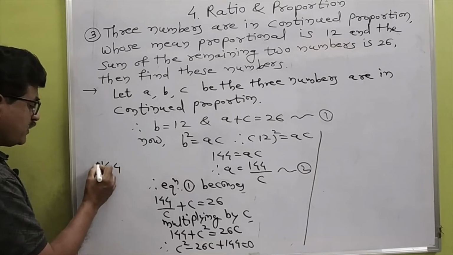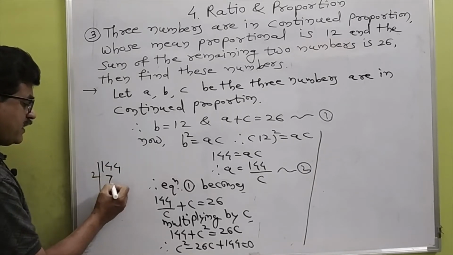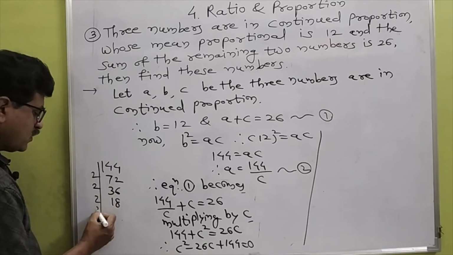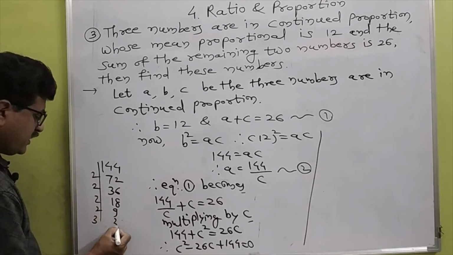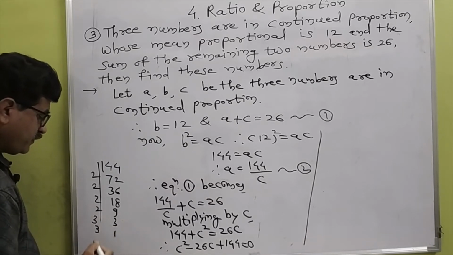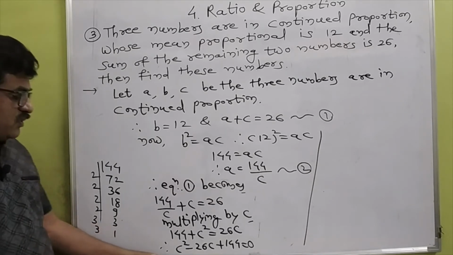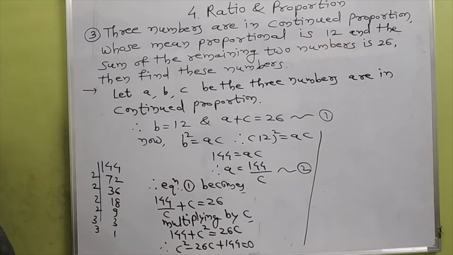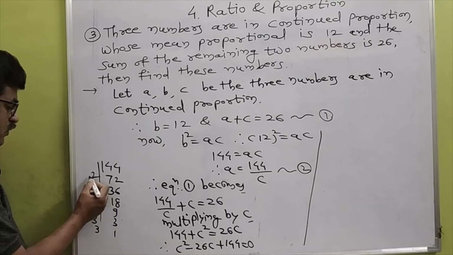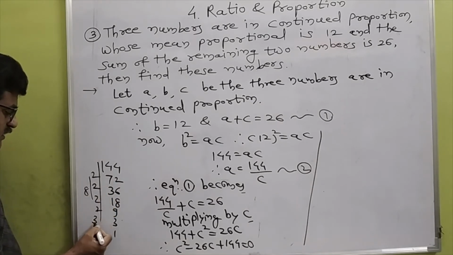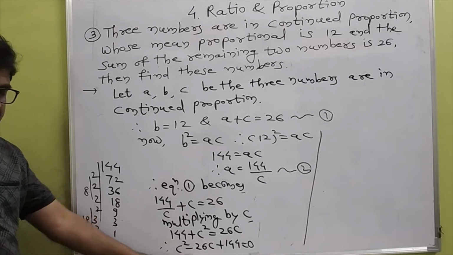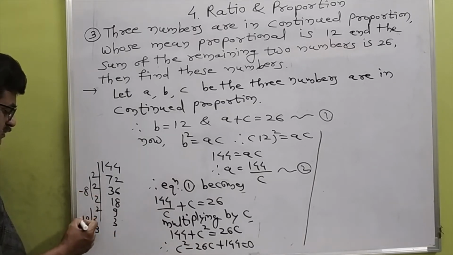Now factors of 144: dividing by 2, 72, 2, 36, 2, 18, 2, 9, 3, 3, 3, 1. Now take two numbers whose addition is 26. 2 into 2, 4 into 2, 8. 2 into 3, 6 into 3, 18. 18 plus 8 is 26. Now here is minus, therefore take these terms minus.